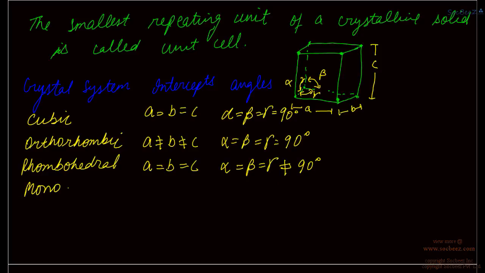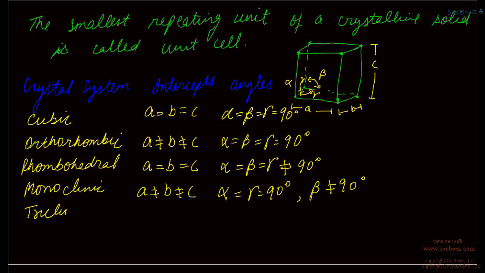There is another type known as monoclinic. In this case, all 3 intercepts are different from each other, and alpha equals gamma equals 90 degrees, but beta is not equal to 90 degrees. There is triclinic: A not equal to B not equal to C, and alpha not equal to beta not equal to gamma, not equal to 90 degrees. So the most disarranged structure is the triclinic one.